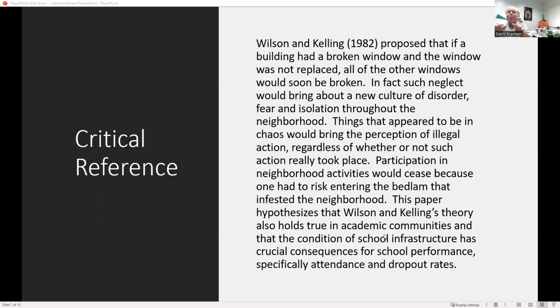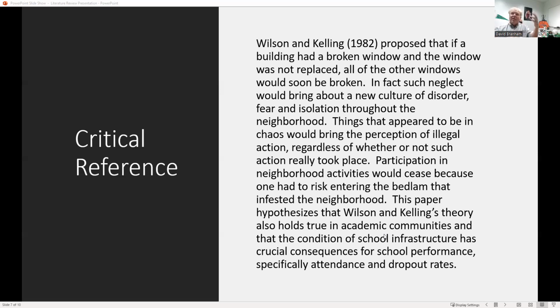Anyway, such negligence would bring about a new culture of disorder, fear, and isolation through the neighborhood. Things that appeared to be in chaos would bring the perception of illegal action, regardless of whether or not the action really took place. Participation in neighborhood activities would cease because one had to risk entering the bedlam that infested the neighborhood. This paper hypothesizes that Wilson and Kelling's theory also holds true for academic communities, and that the condition of school infrastructure has crucial consequences for school performance, specifically attendance and dropout rates.